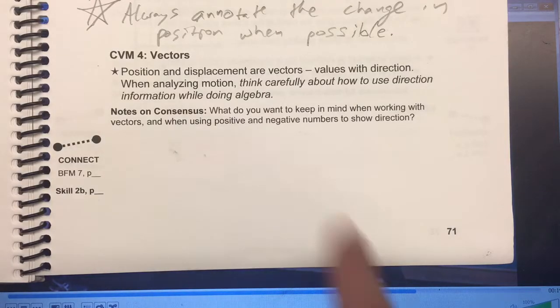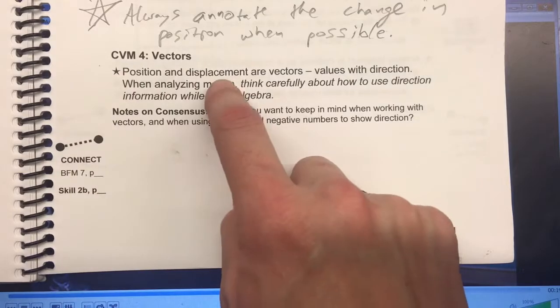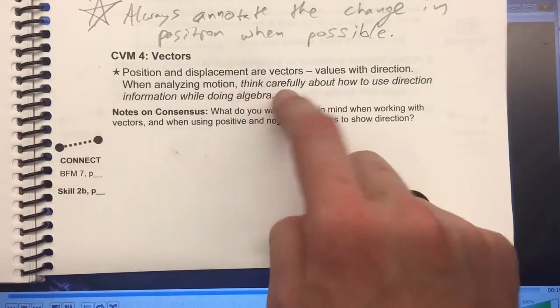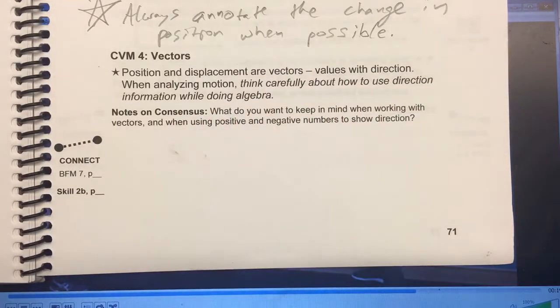This is our video for CVM 4 about vectors. This says position and displacement are vectors, values with direction. When analyzing motion, think carefully about how to use direction information while doing algebra.